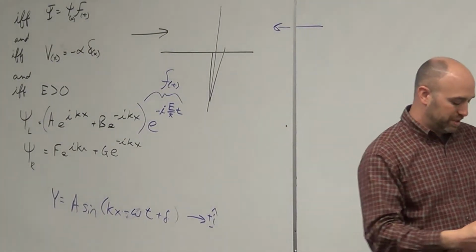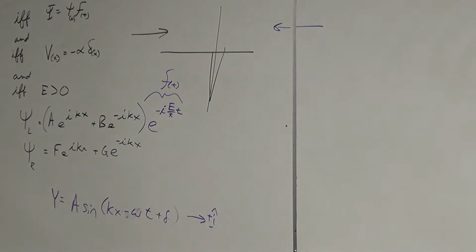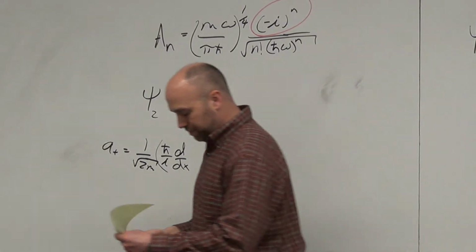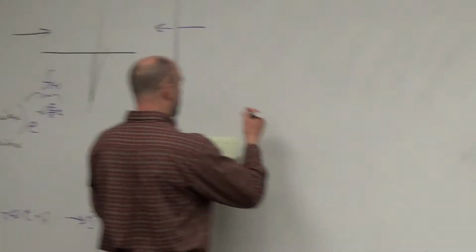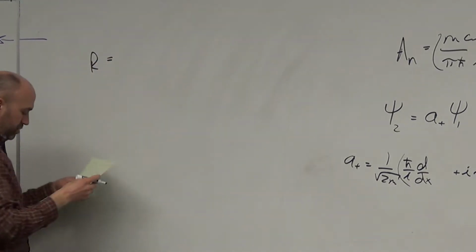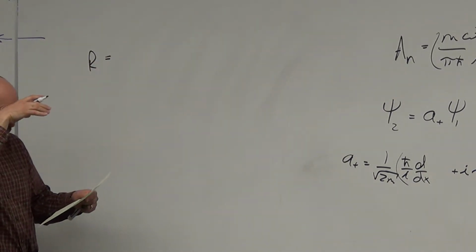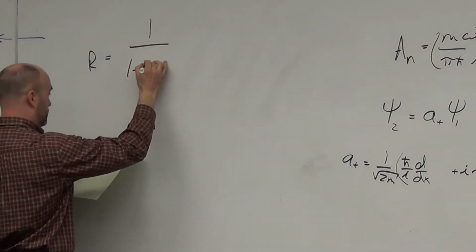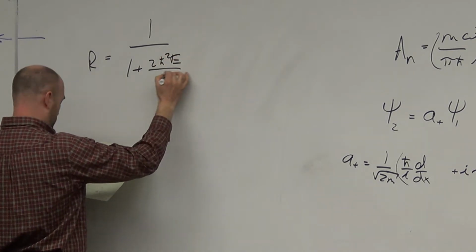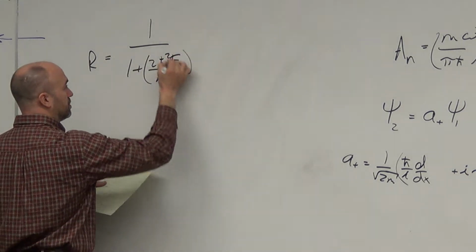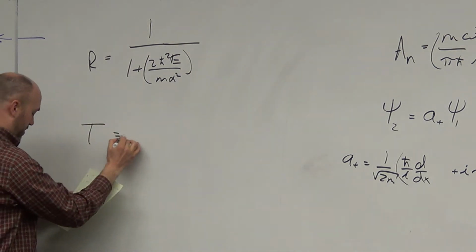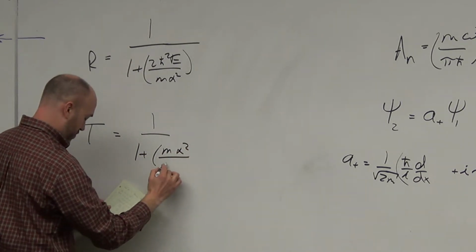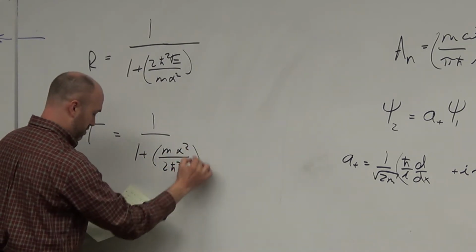And then from there, we did this thing where we played the algebra for a good half an hour or so, and we ended up with something that looks like this. The reflection coefficient ends up being 1 over 1 plus 2 h bar squared E over m alpha squared. And the transmission coefficient ends up being 1 over 1 plus m alpha squared over 2 h bar squared E.